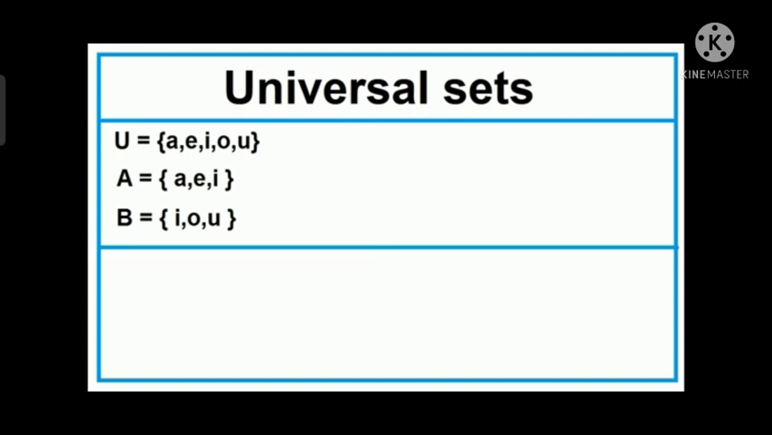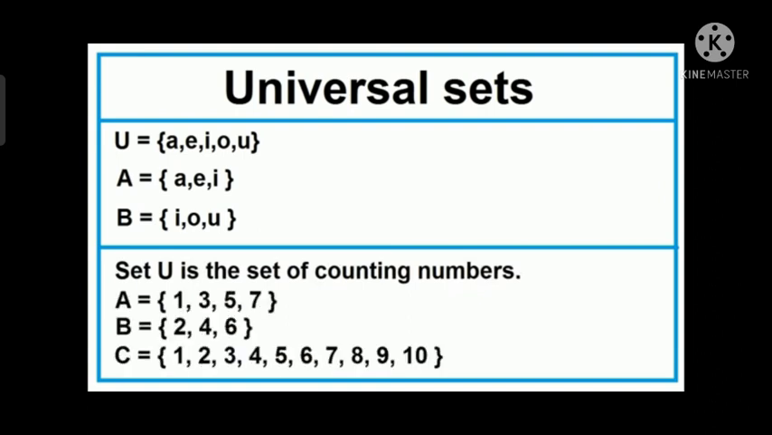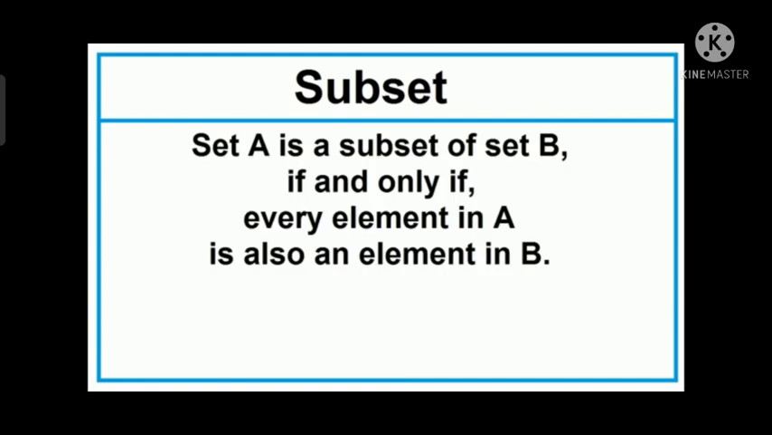Another example: set U is a set of counting numbers. Sets A, B, and C are proper subsets of set U because a universal set contains all the elements in a particular problem. Subset. Set A is a subset of set B if and only if every element in A is also an element in B.